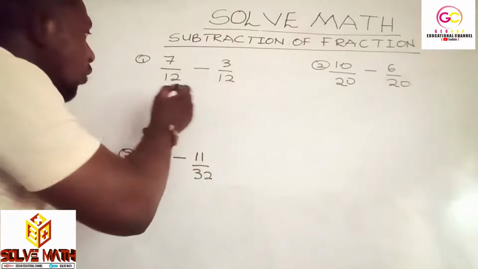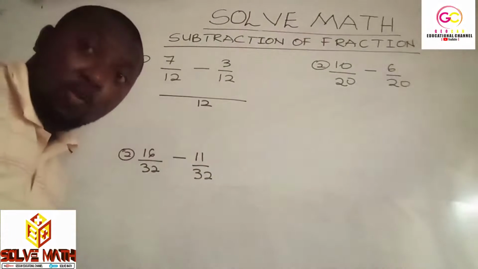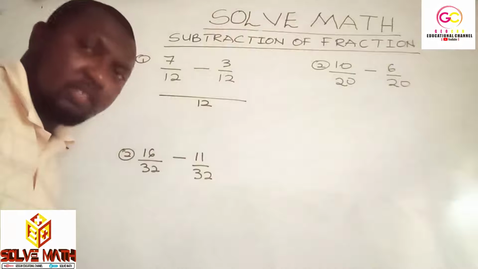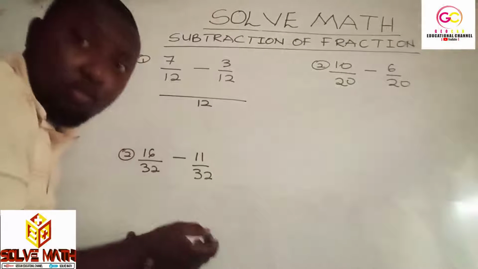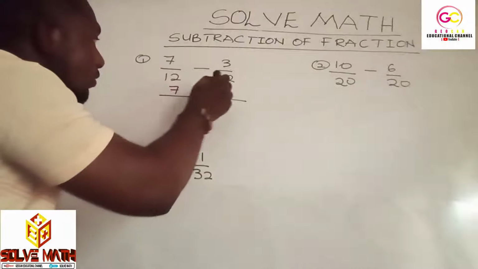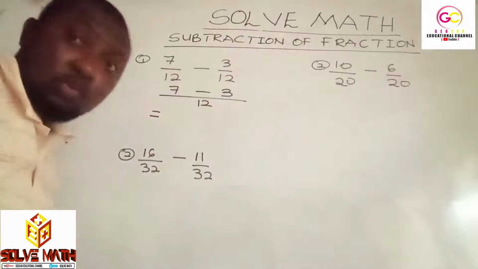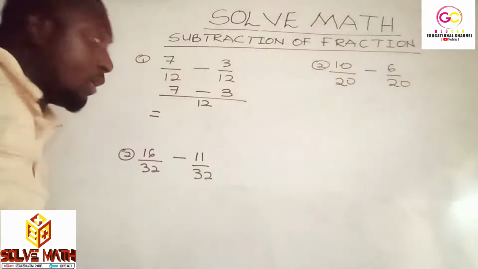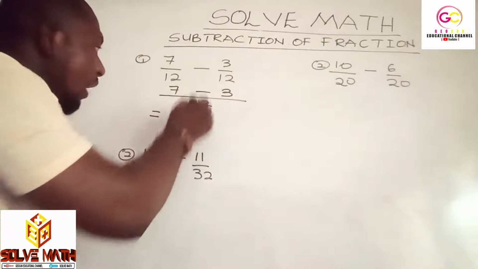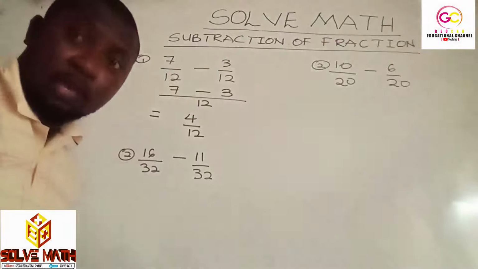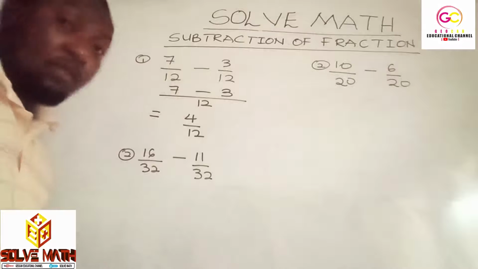Good. The denominator is what? 12. Please, rule a line, you leave a space. We are using the vertical way of solving fractions. So you write your denominator, common denominator, which is 12. Then just subtract the numerators. 7 minus 3. You write it nicely under it. It will be equal to, now, what is 7 minus 3? It's 4. So 4 over your denominator, which is 12. Easy as ABCD. You are done with it. That is the answer. I believe you got it.